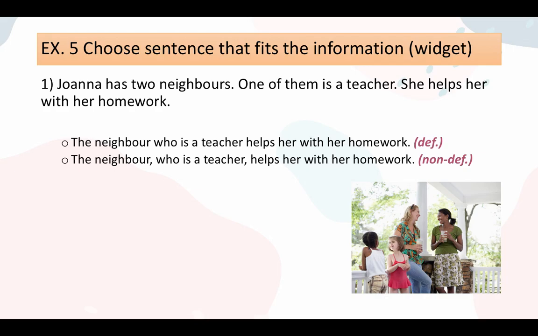Now, which one fits the situation? Joanna has apparently two neighbors, for example, the two neighbors that you see in the picture. One of them helps her with her homework, but we actually don't know which one because she just tells us that we have two neighbors. So we need to actually have some more information, namely the fact that the one who is a teacher helps her, to figure out who is exactly helping her. So we need a defining relative clause because we really need this extra information to know which neighbor she's talking about. So option 1 is therefore correct.